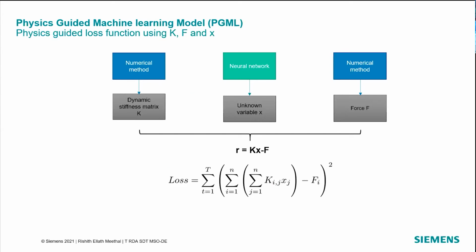If we were using a conventional neural network, we would be solving this kx minus f using linear solvers, and then comparing this solved solution with the predicted one using a mean square error or some other kind of error function. In this case, this is the loss function we formulated, where t is the number of time steps we use for the training, and n is the number of unknown degrees of freedom at each time step.